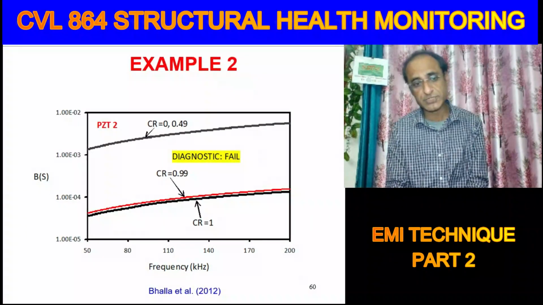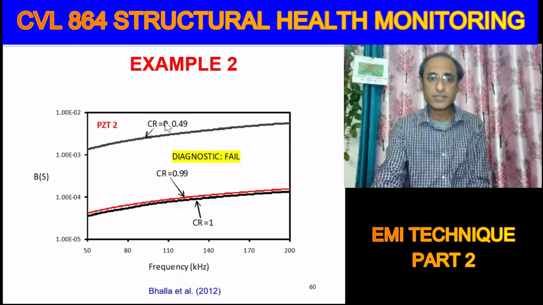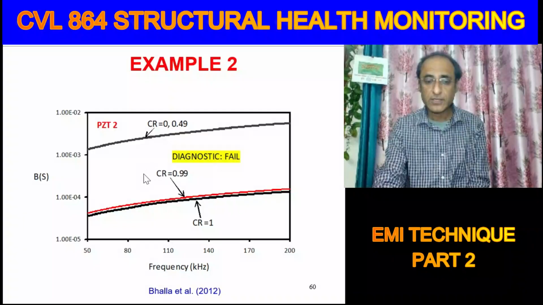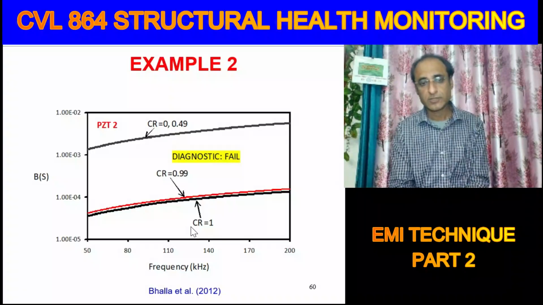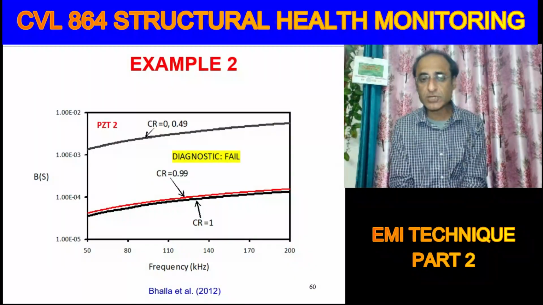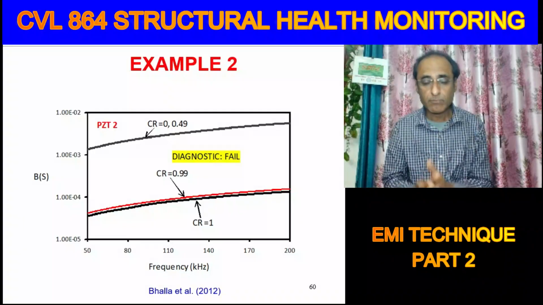Now what is your observation? See, cycle ratio 0, this was the original B, but then after 0.49 it has come down. After 0.49, when the cycle ratio was 0.99 and 1, we find that it has come down. So what is the reason? What could be the possible reason? So one thing is sure, the diagnostics has failed.